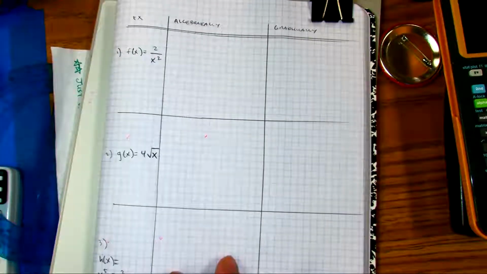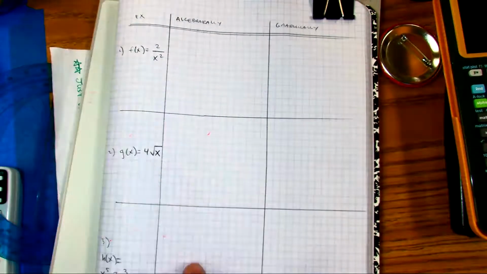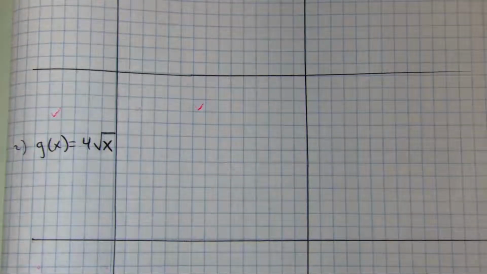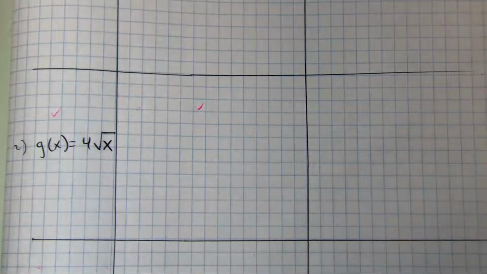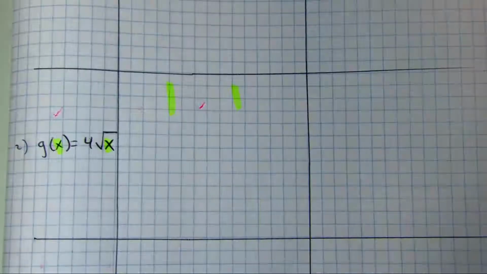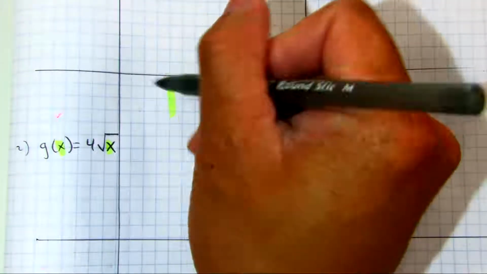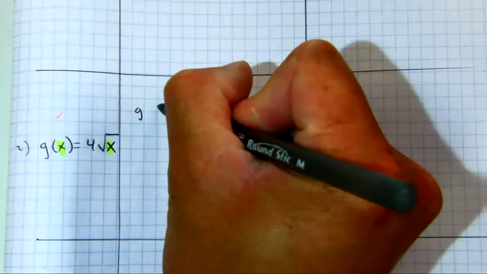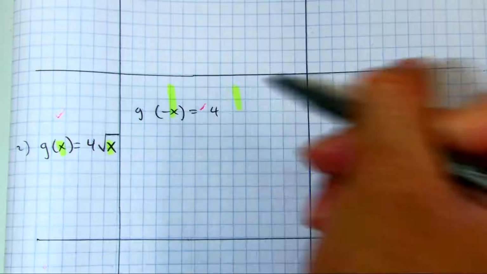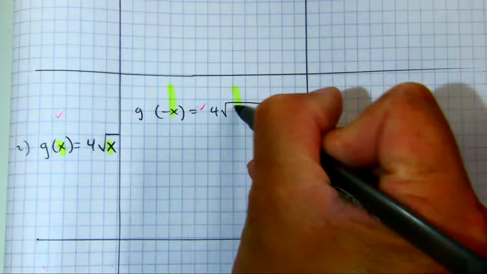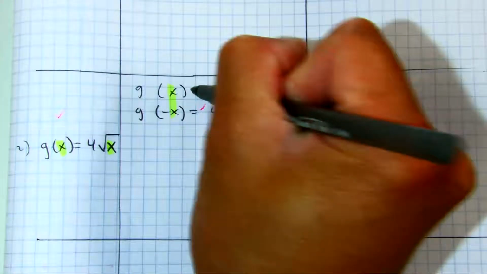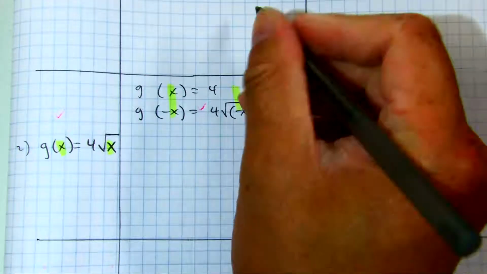Alright, so Kayla says try to do g of x. Kayla, what's the first thing we should do? Make all the x's negative x. Kayla, tell me what to write. Alright, the original problem above it. We're supposed to determine symmetry algebraically.